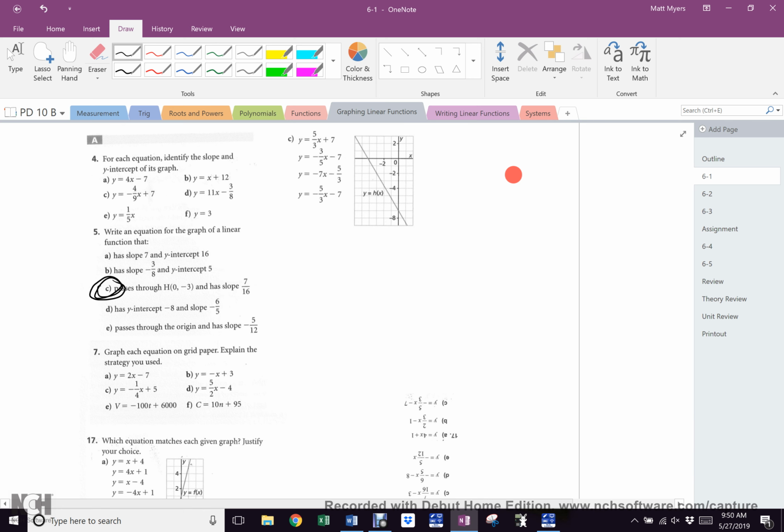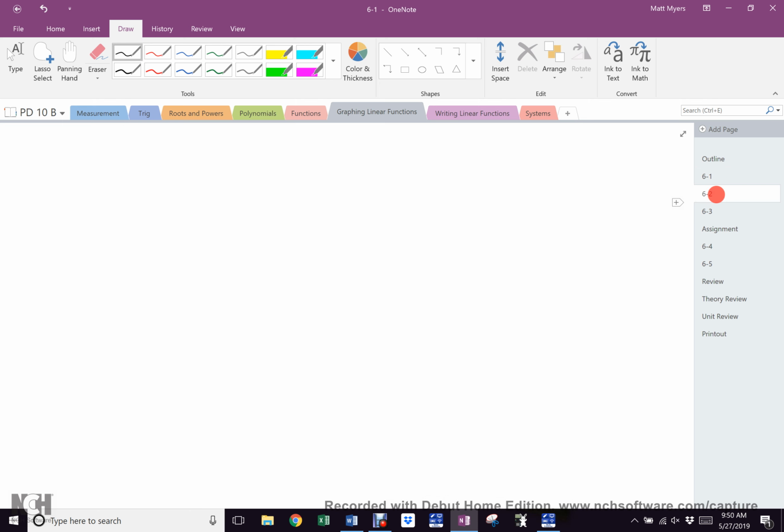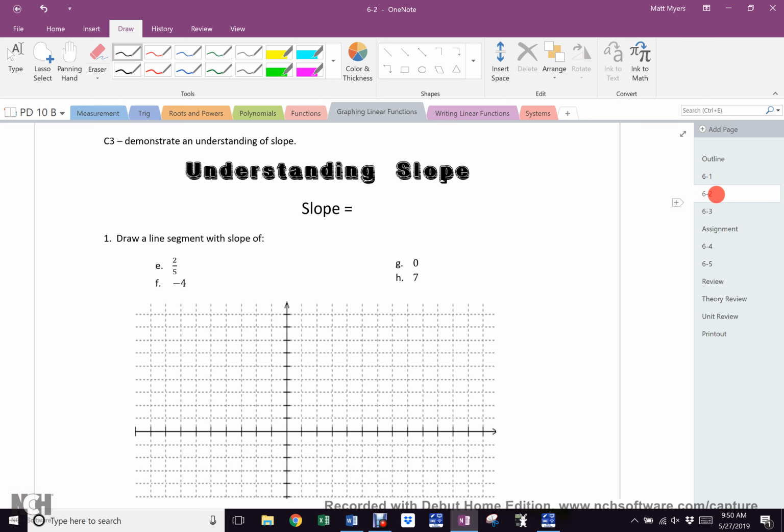If you're a little dodgy on 226 and 227, that's okay. You know why? Because guess what the very next lesson is? Another lesson on slope.